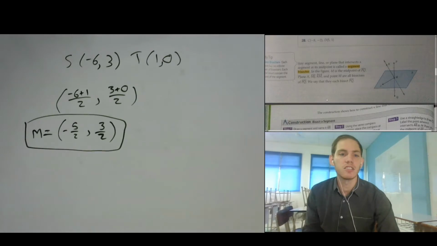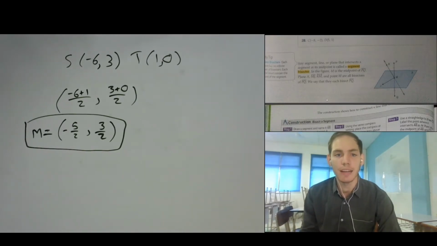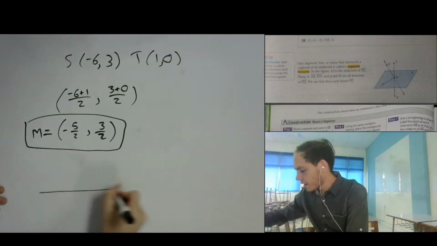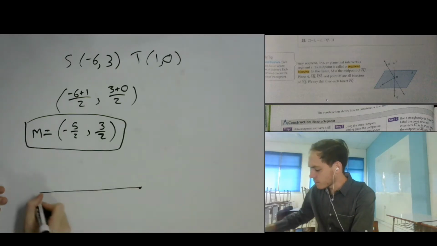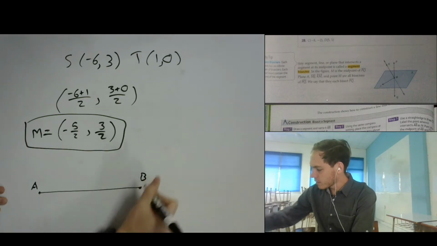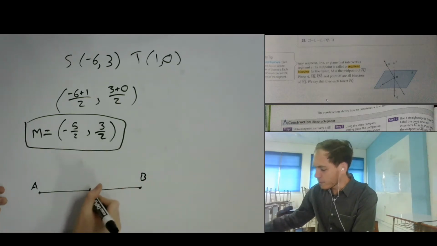Segment bisector. Okay, any segment, line, or plane that intersects a segment at its midpoint is a segment bisector. Okay, does that make sense? So if I have a line, A, B, and I have our midpoint M right here.